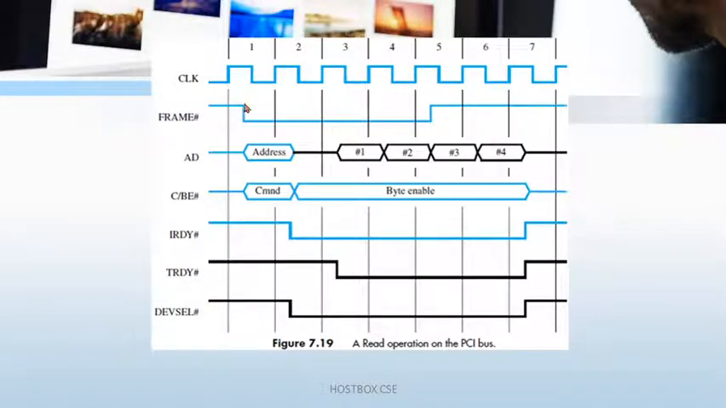So for reading the data, the clock will be there, followed by the frame, where the frame checks the addresses. After getting the control signal properly, the command and instruction, it will go to the byte enable stage. At last, it will be completed with the help of the target signal. So this is the read operation of the PCI bus.